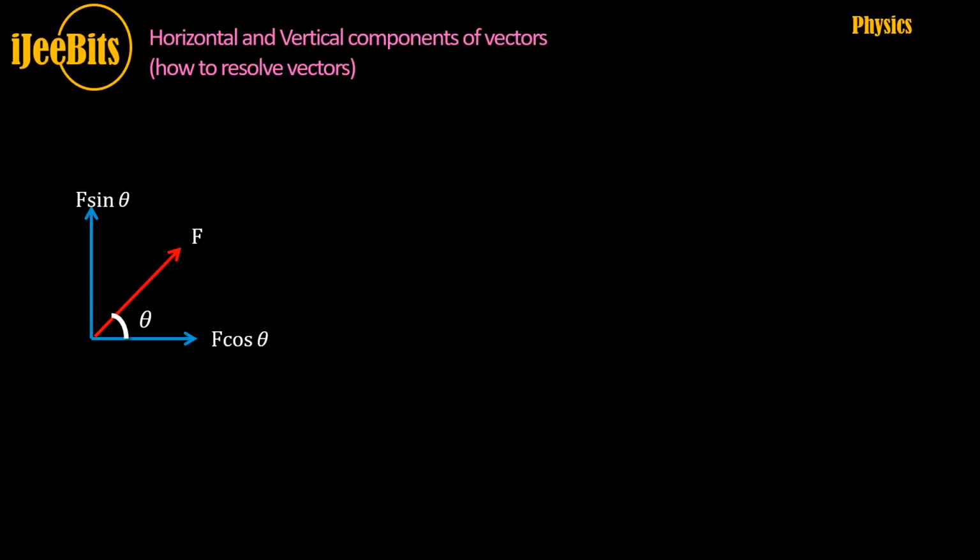How to resolve vectors? Resolving a vector is nothing but identifying the horizontal component and vertical component of that vector. As simple as that, right? If you look at a two-dimensional xy plane, this is the i direction, this is the j direction. Your resultant would be F. Let's say the resultant vector makes an angle theta with the x direction.